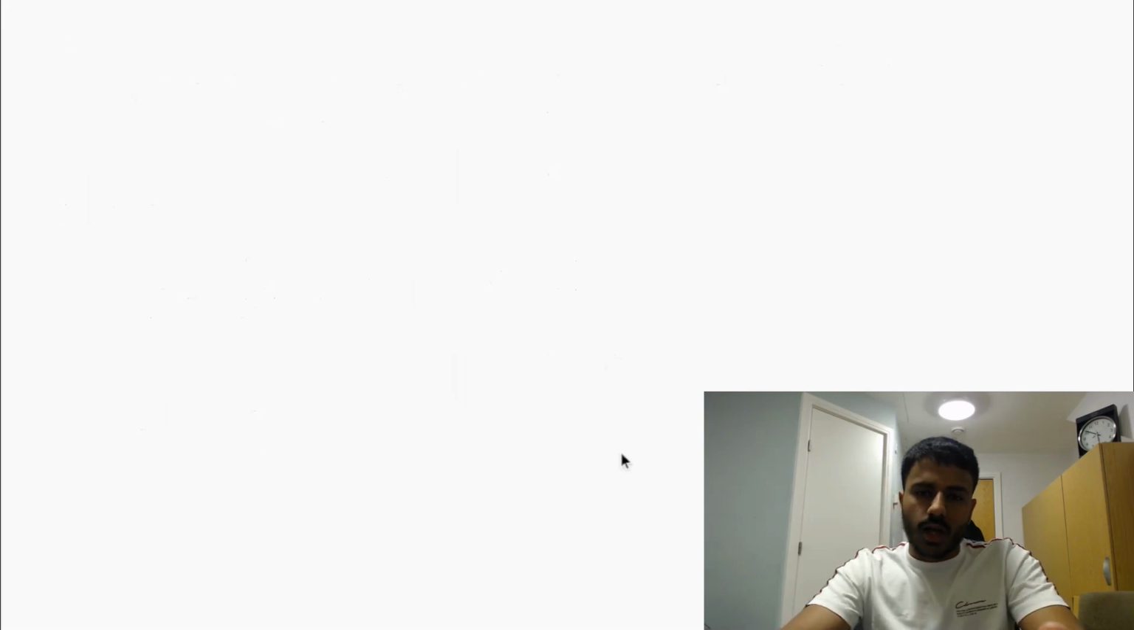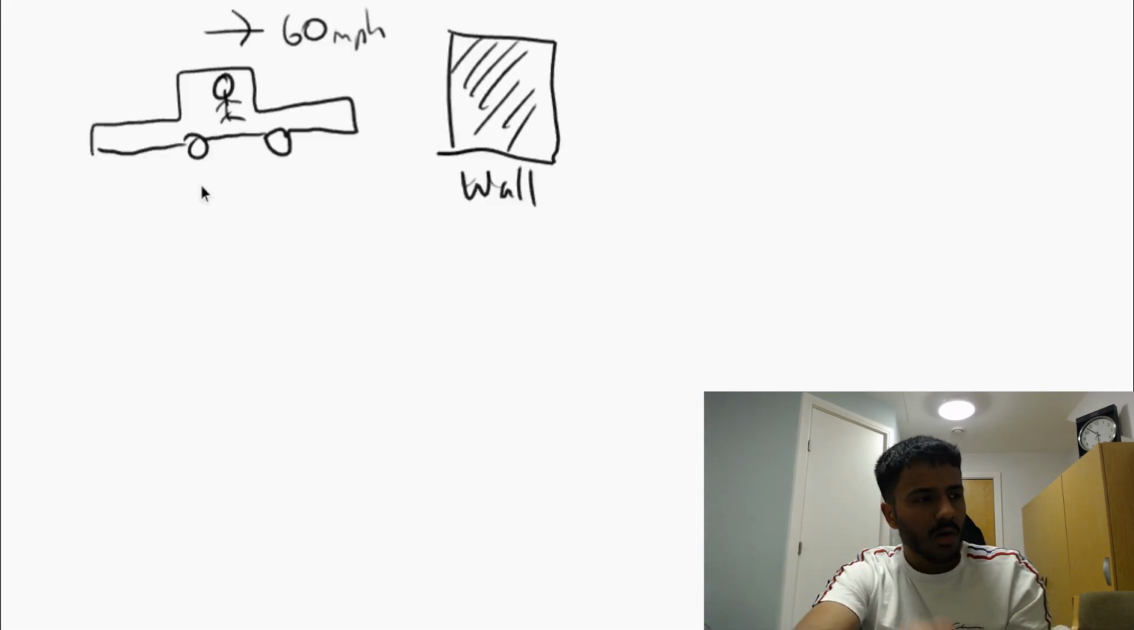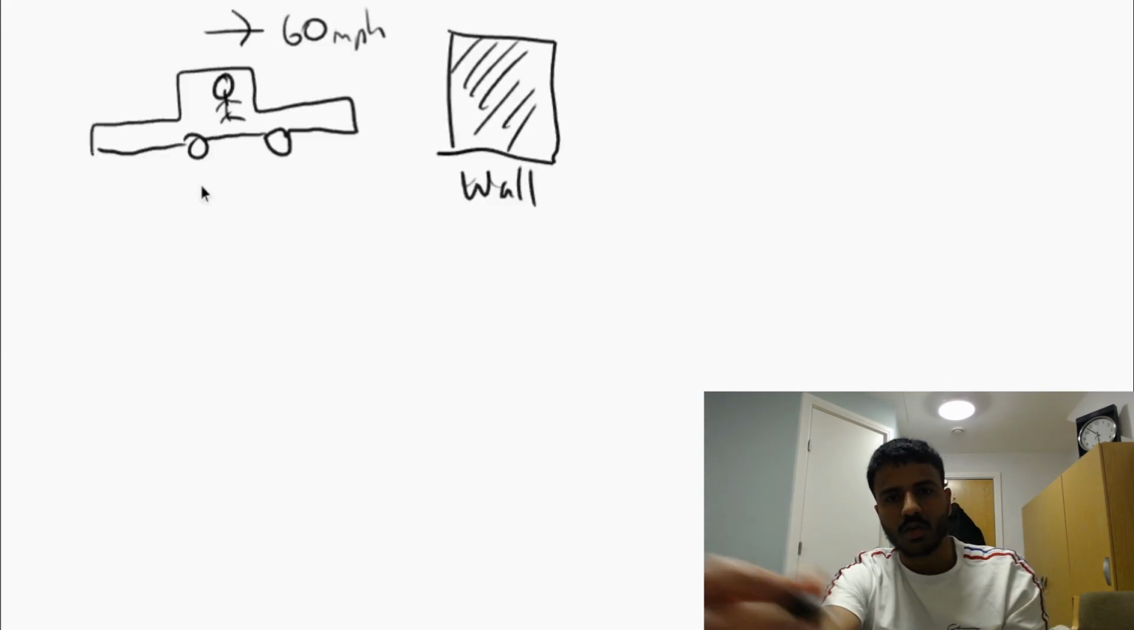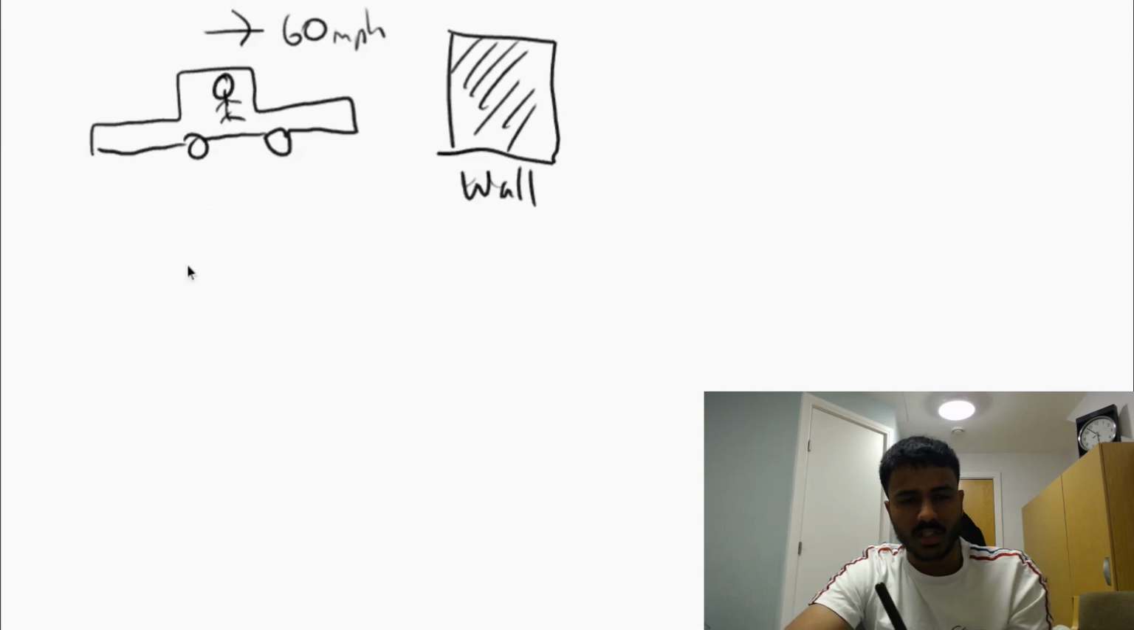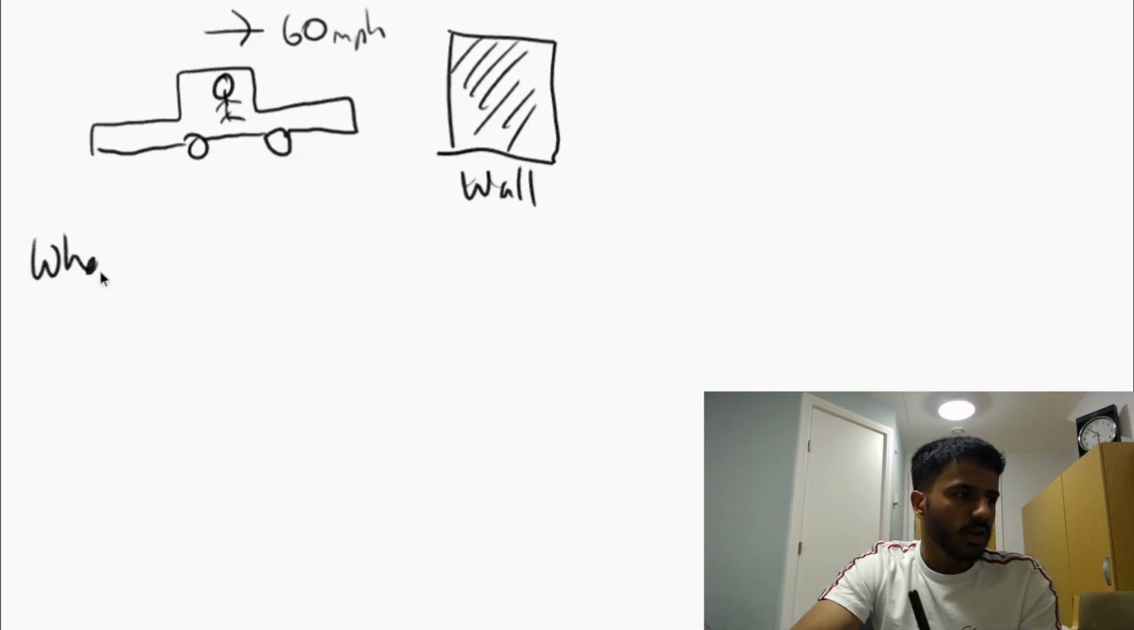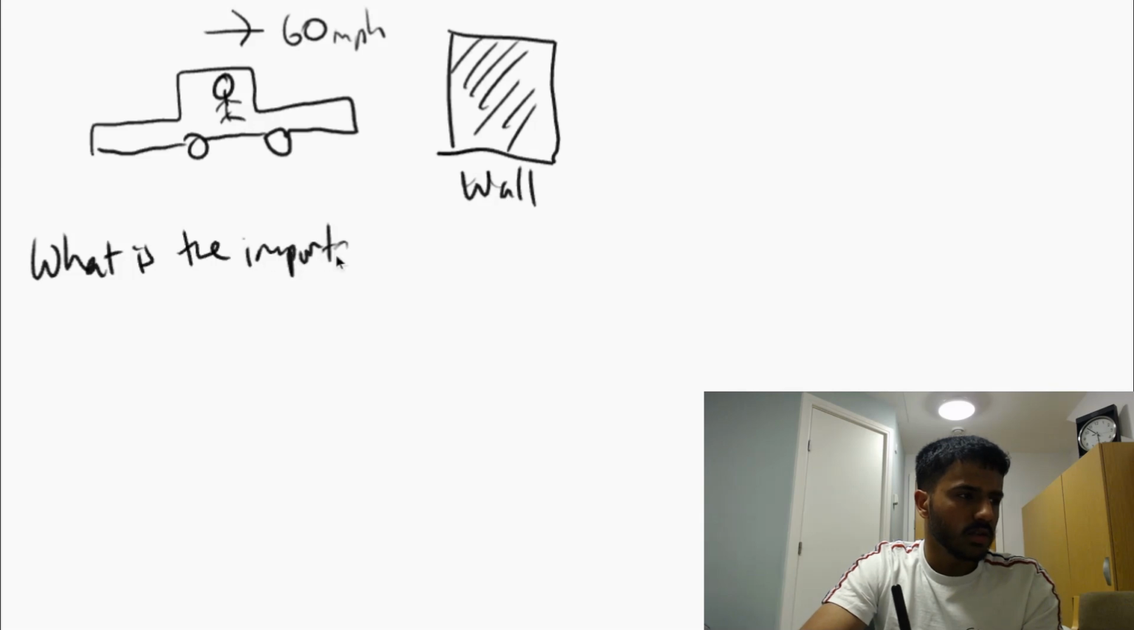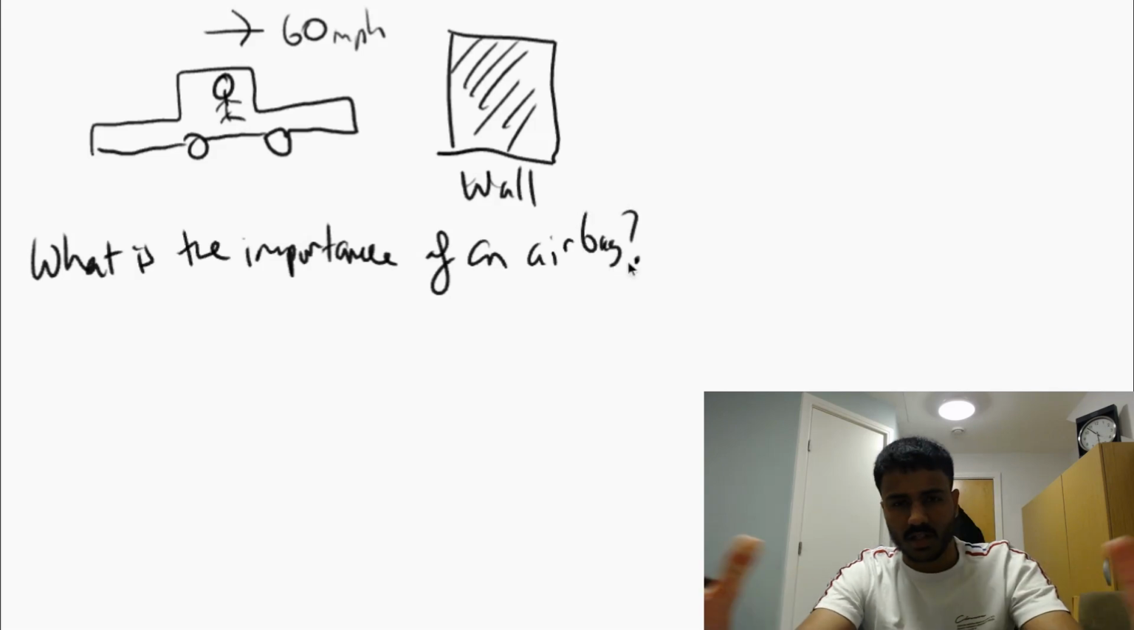Now let's look at a real life example where knowing that force is equal to the rate of change in momentum is quite helpful. So in this situation, you have a car moving at 60 miles an hour and it's going to crash into a wall. And the question in this case is going to ask, what is the importance of an airbag in a car? We know that airbags are installed in cars.